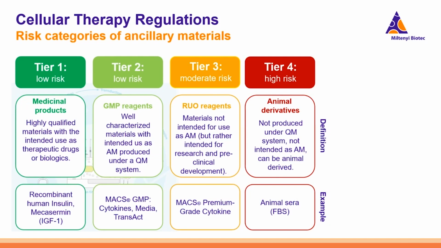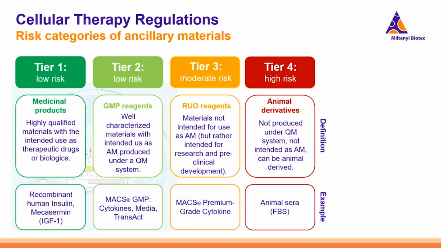And it is also very important to know that these tier 2 ancillary materials are all developed and produced under a quality management system. Then you have tier 3, which is basically research reagents. Yeah, so materials which are not intended to be used as an ancillary material, they are rather intended for research use or preclinical development use.